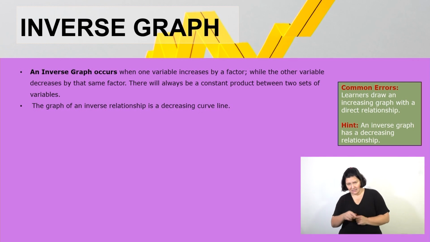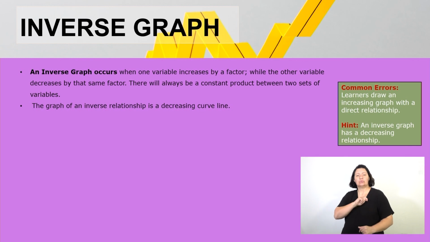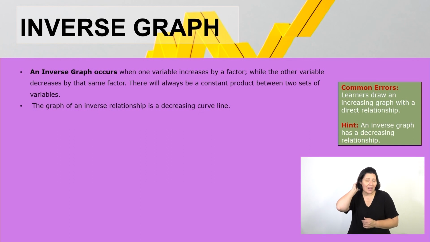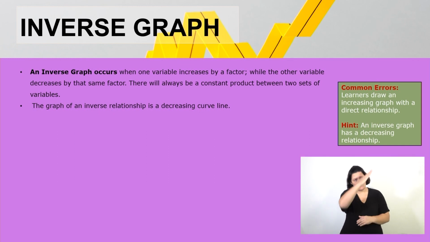Some mistakes that are normally committed with this kind of graph is that you tend to draw an increasing graph, like a direct relationship. Take note, an inverse graph has a decreasing relationship. It means it goes down.